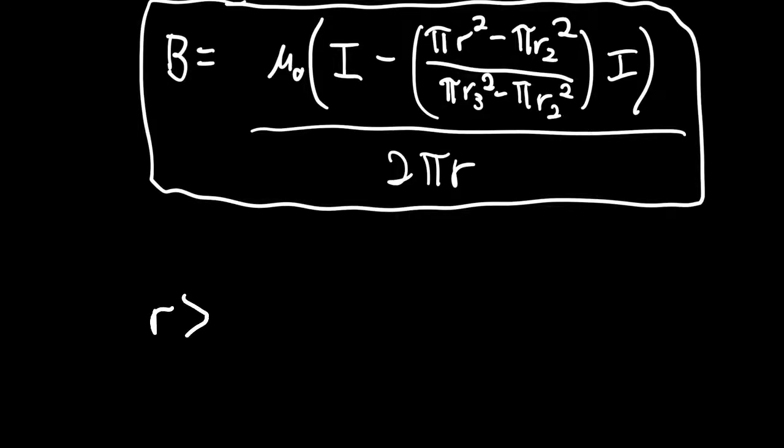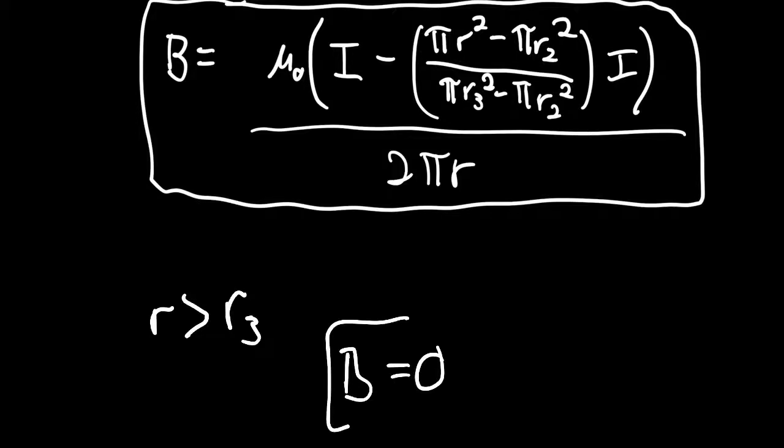Now, if R is greater than R3, what do we get? Inner wire, I have current going that way. Outer wire, I have the same current going the opposite way. What do those add up to? 0. So if I'm outside of the wire, how much current am I enclosing? 0. What is the magnetic field? B equals 0.